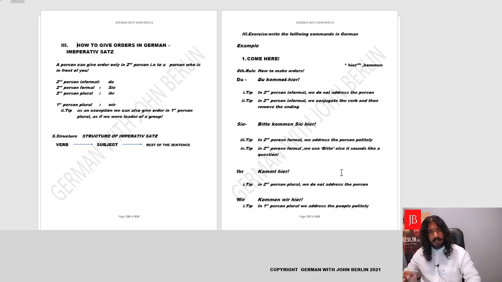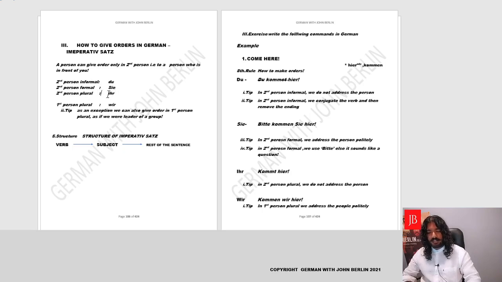And there is one fundamental which we need to learn. When we are giving an order, it's always in second person. That means we can only give an order to a person who is in front of you. So we have three options in second person. It could be second person informal, your friend, du. It could be second person formal, capital Z, your boss, or it could be second person plural. That means you all, ihr.